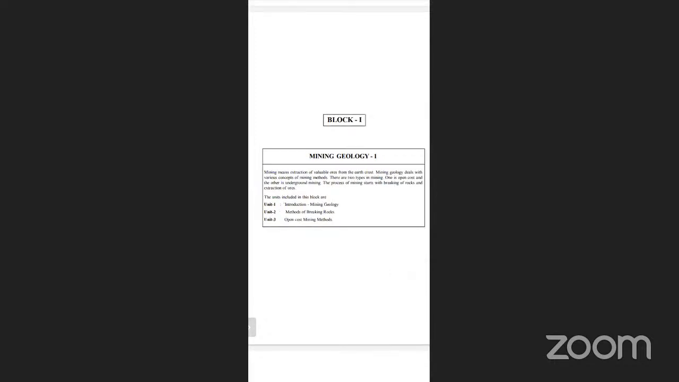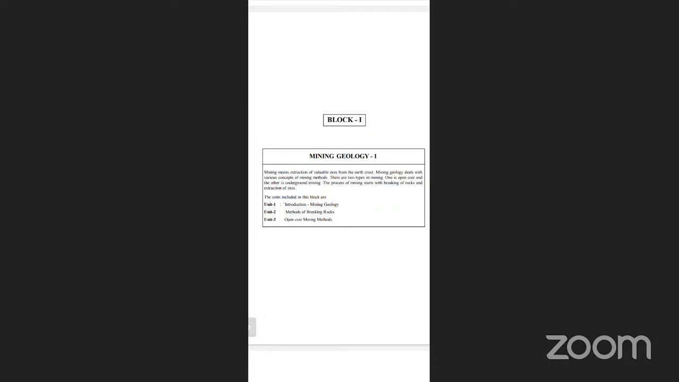As we know, mining means extraction of valuable ores from the earth crust. Mining is a process of extraction of valuable or economic ores from the earth crust. Mining geology deals with the various concepts of mining methods.